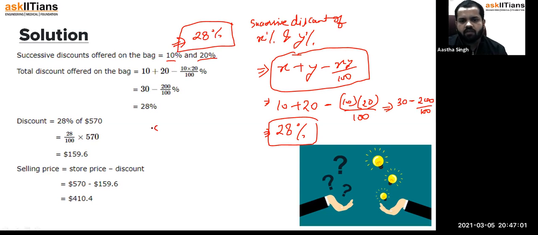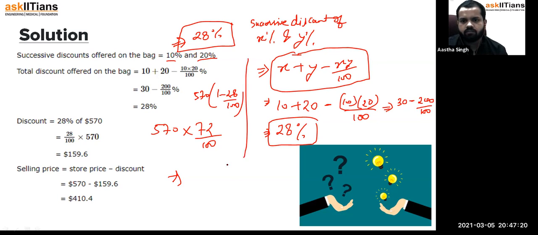So 570 was your market price and with a 28% discount, it means we will multiply it by 72 by 100. Right or not? Or just write 570 into 1 minus 28 by 100. You will get the same result. So you will get 410.4. Right? This much dollar you will have to spend.